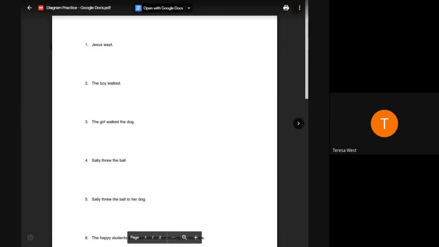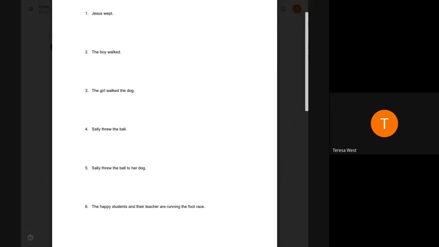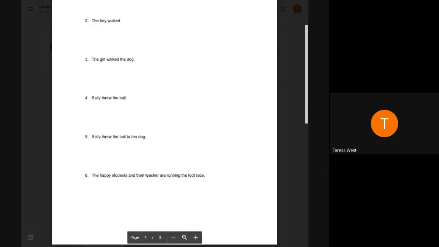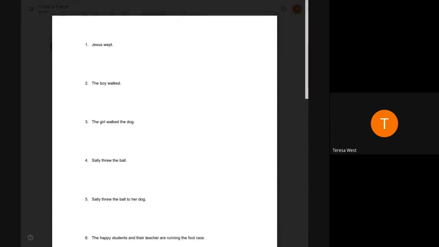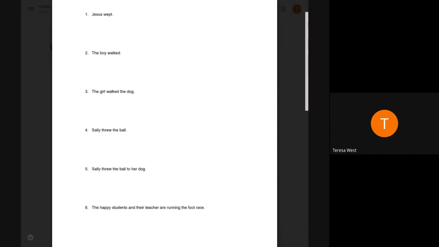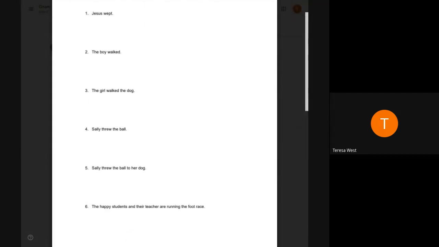Oh, well, okay, so I asked you to go through the first page of this. So Jesus wept, the boy walked, the girl walked the dog, Sally threw the ball to her dog, and the happy students and their teachers are running the foot race. So I asked you to go through this to just do a basic diagramming. So I do ask that you try this. If you're having trouble, then reach out to me further and I can show you the answer key and we can talk about what you did well and what you still need to work on.